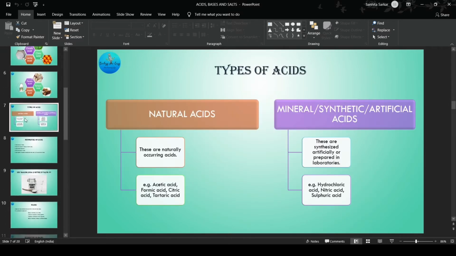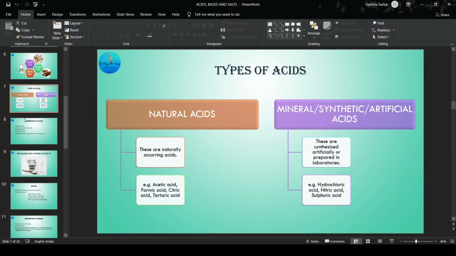As I have already told you, there are two types of acids. The first one is natural acids. These are naturally occurring acids, and a few examples are acetic acid, citric acid and tartaric acid. The other type of acid is mineral acid, because these are synthesized artificially or prepared in laboratories. Hence, they are also known as synthetic acids or artificial acids. A few examples of mineral acids are hydrochloric acid, nitric acid and sulfuric acid.